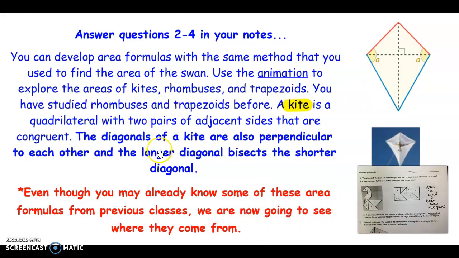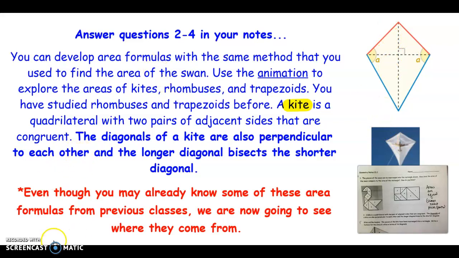One property that kites have is very similar to that of a rhombus. The diagonals are perpendicular like a rhombus. But the longer one bisects the shorter one. They don't bisect each other like a parallelogram. Just the longer one, this one here, bisects the shorter one. So you can see the longer one's not being bisected. You have a shorter part and a longer part. But the diagonals are perpendicular, and the longer one bisects the shorter one.